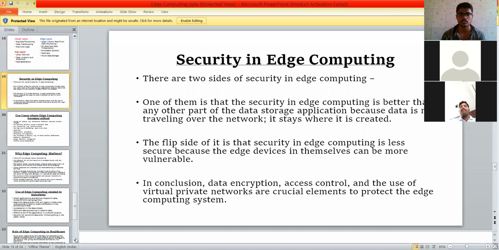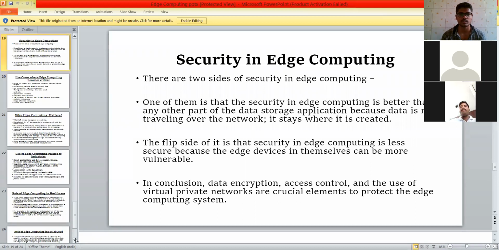In conclusion, for security purposes in edge computing, data encryption, access control, and the use of virtual private networks are crucial.